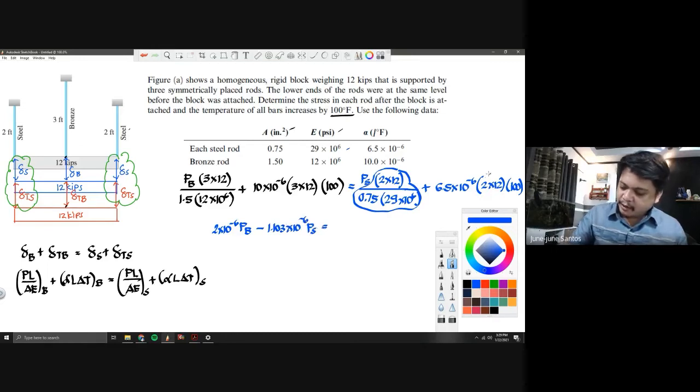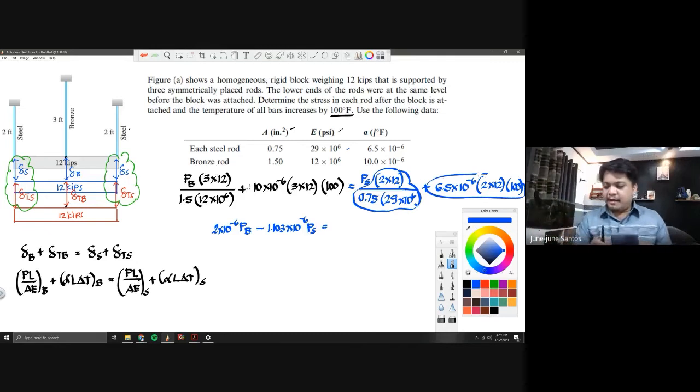Okay, so ito, plus, i-minus ko to kasi sa kabila. So that is 6.5 times 10 to the negative 6 times 2 times 12, multiplied by 100, minus 10 times 10 to the negative 6 times 3 times 12, multiplied by 100. Okay? So that is negative 0.0204. Meron kang isang equation. So you have here equation 1.